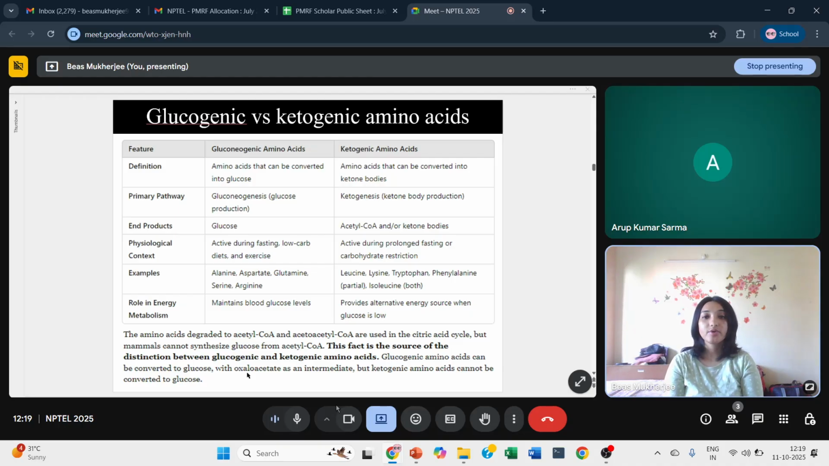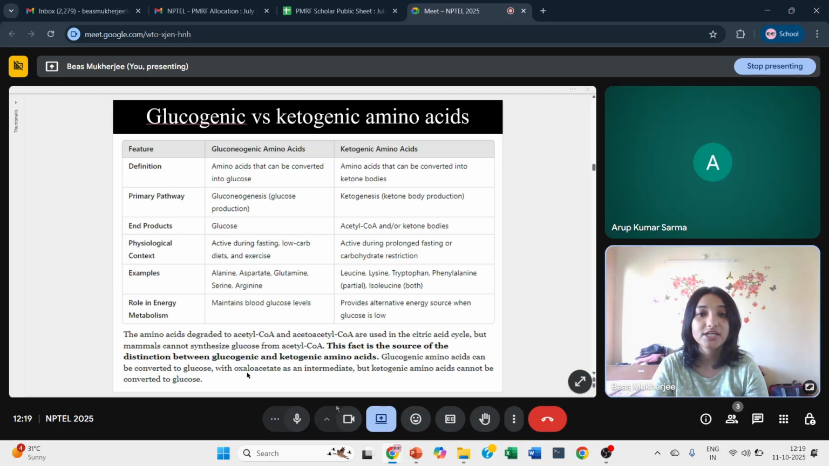The amino acids are degraded to acetyl coenzyme A and acetoacetyl coenzyme A, which are used in the citric acid cycle, but mammals cannot synthesize glucose from acetoacetyl coenzyme A. That is the source of distinction between glucogenic and ketogenic amino acids. Glucogenic amino acids can be converted into glucose with oxaloacetate as the intermediate, but ketogenic amino acids cannot be converted into glucose.